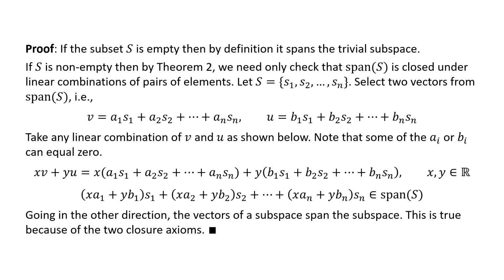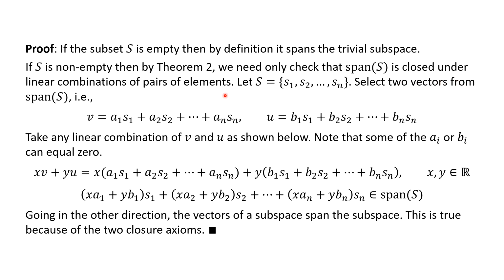We have two cases here. The first case is where our subset of the vector space is empty, and by definition its span is just the zero vector. We mentioned that in the previous slide, and that's the trivial subspace. The more interesting case is where S is not empty. Then by theorem 2, we only need to check that the span is closed under linear combinations of pairs of elements. So we can do that pretty easily.